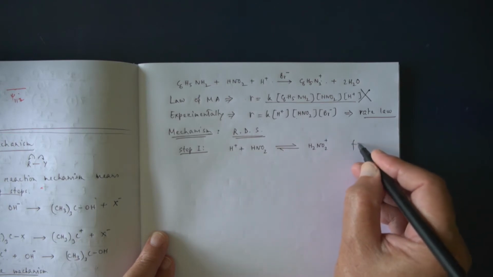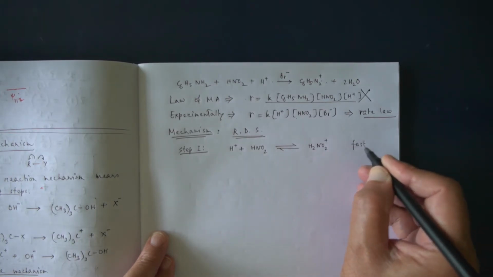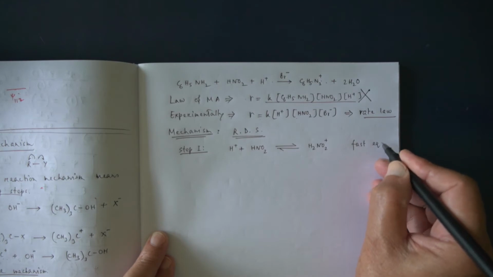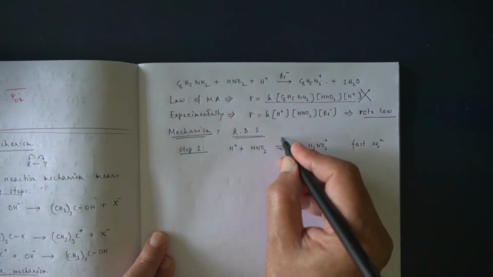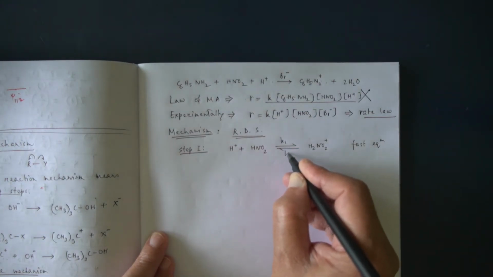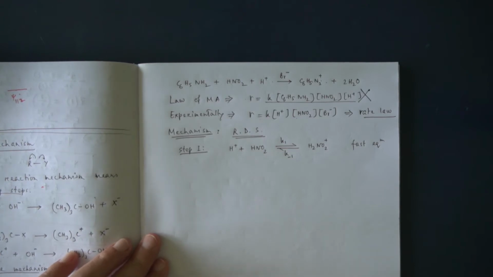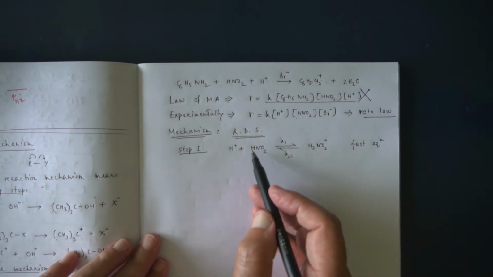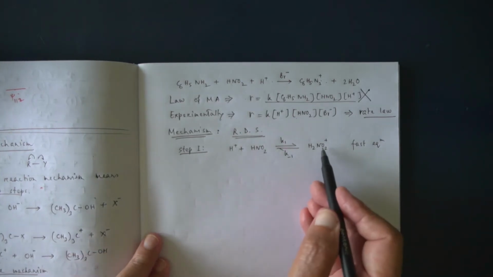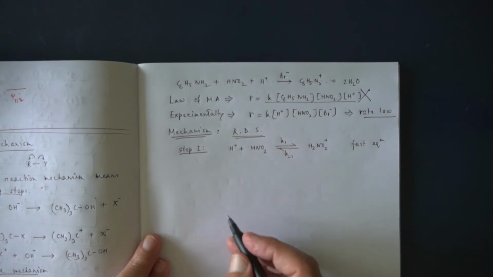This is a very fast equilibrium. The rate constants are K1 and K minus 1, where minus 1 means backward. This is the first step, a fast equilibrium.